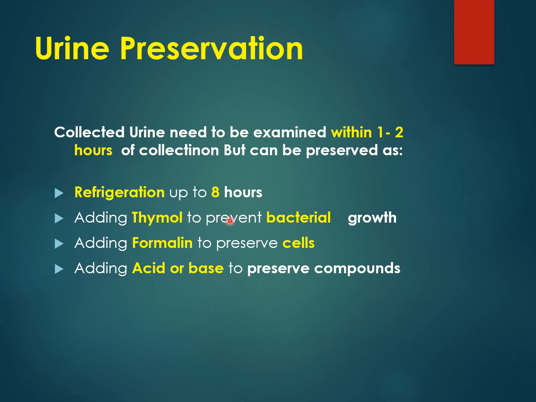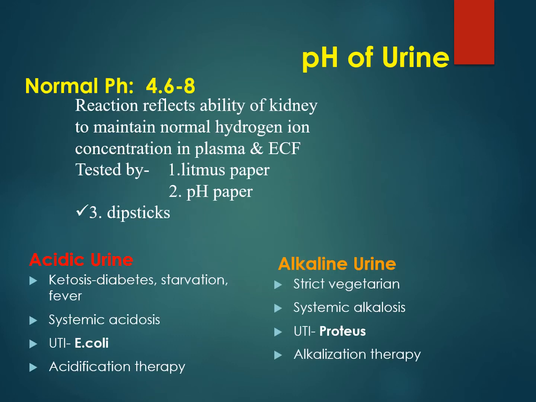Adding thymol prevents bacterial overgrowth, to know the exact number of colonies of bacteria, so as to judge properly the number of organisms in this specimen of urine, and decide whether to give treatment or not. Adding formalin will fix the cells so as to stain them later to see the types of cells. Even neoplastic, malignant cells could be examined there. Acid or base is added to preserve the compounds expected to be in the urine. So how to preserve the urine is very important, and it has to be known by the technicians.